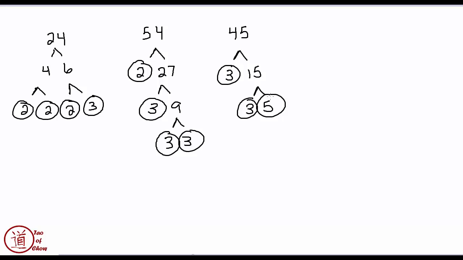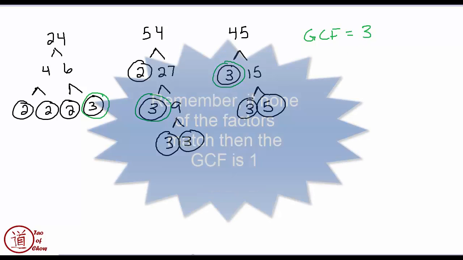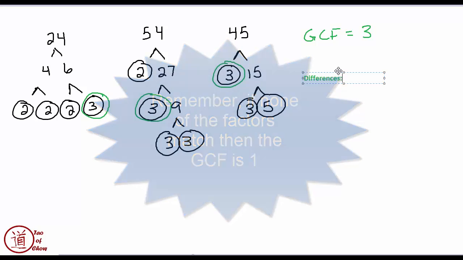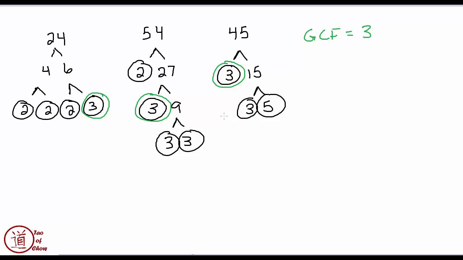Now if I'm finding the greatest common factor, remember I'm going to ask, well, what's the same? Once again, I'll do this in green. GCF. What's the same about these? The 24 and 54 share a 2, but the 45 doesn't. So the only thing that's the same is a 3 here, a 3 here, and a 3 here. That's the only thing they have in common. So the greatest common factor is 3. Remember also that if none of the factors match, the GCF can still be 1. Well, what's the lowest common multiple?